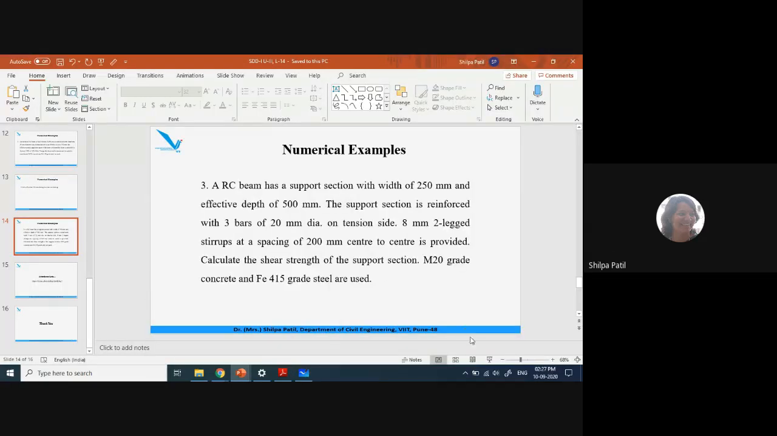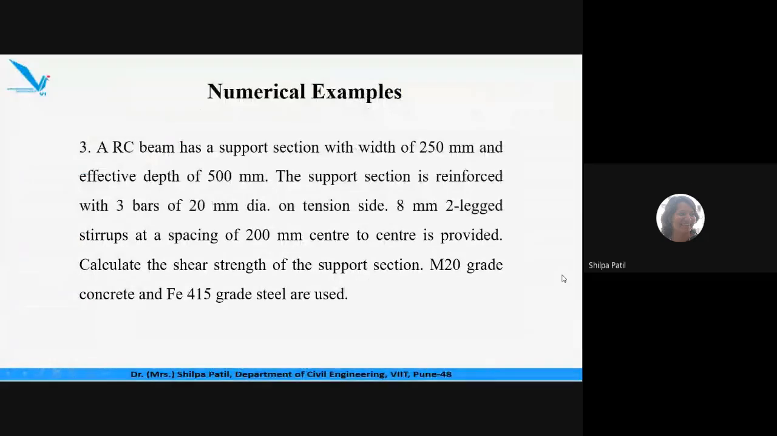Just write down this problem statement. Now, this is another type of question which can be asked based on design of shear reinforcement. I will just read the problem statement. Hope everybody is noting down this.